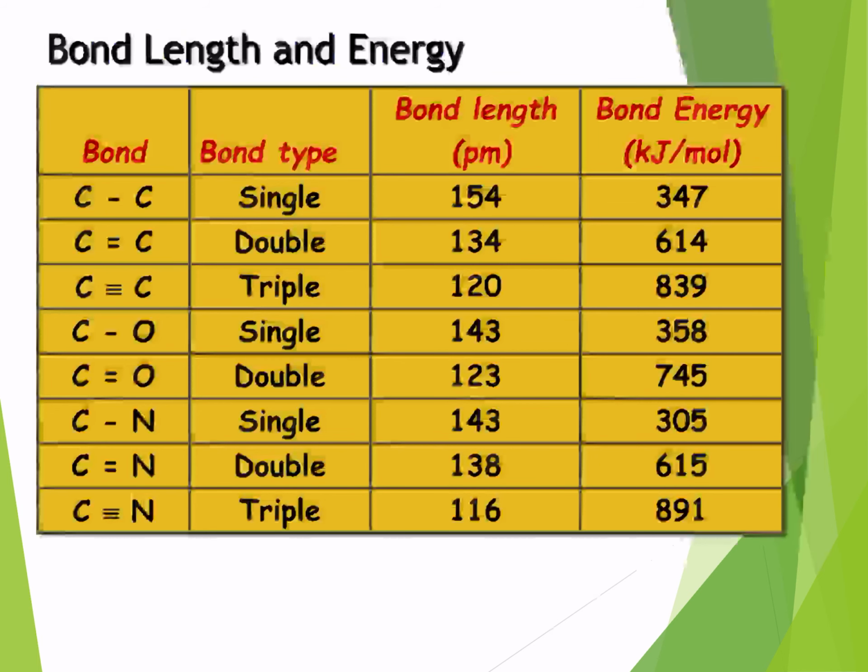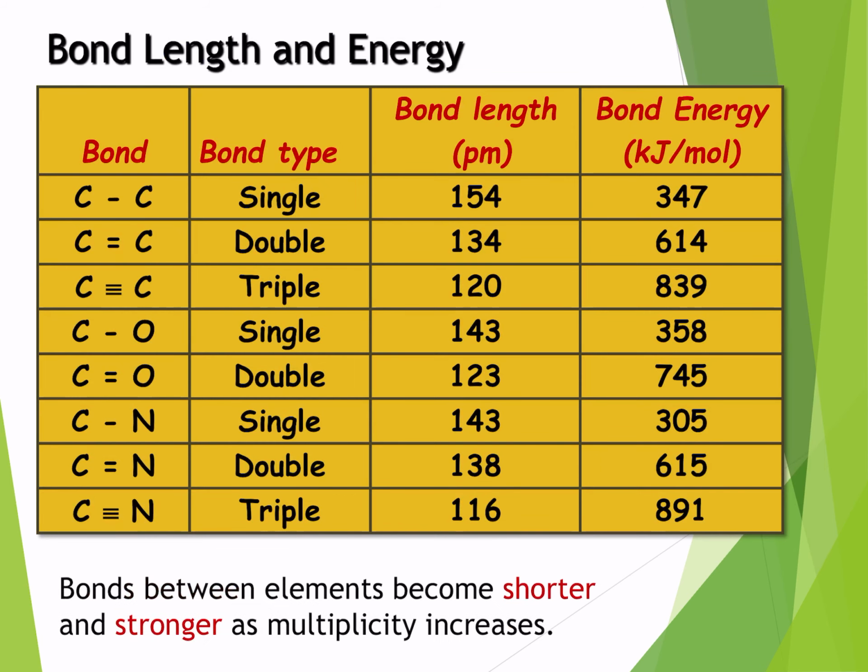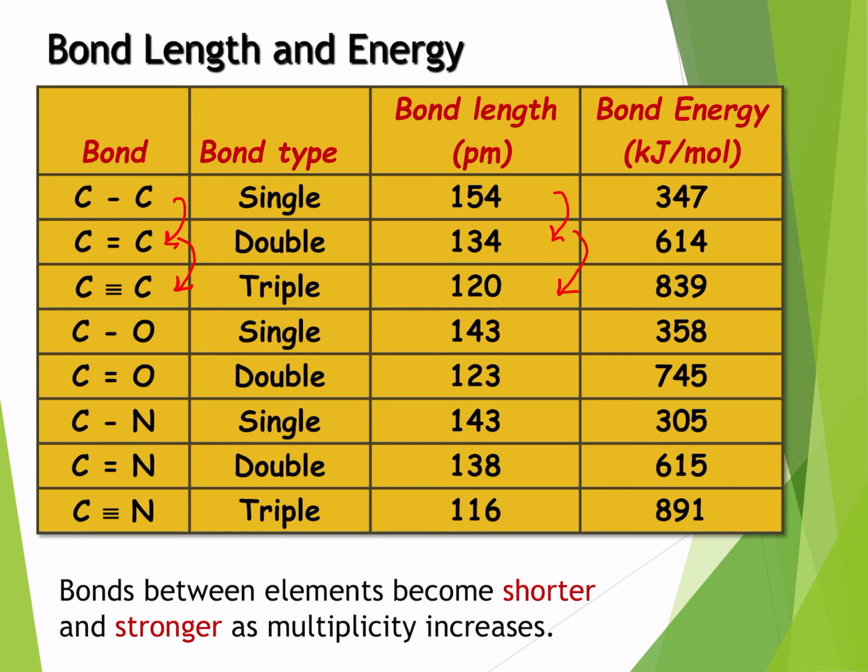I did want to bring this to your attention again, that we talked about last time, that as we are increasing multiplicity, as we get more and more bonds, like going from the carbon-carbon single bond to the double bond to the triple bond, our bond length is getting shorter and shorter, and our bond energy, our bond strength essentially, is getting larger and larger. So more bonds, higher multiplicity, will give you a shorter and stronger bond.